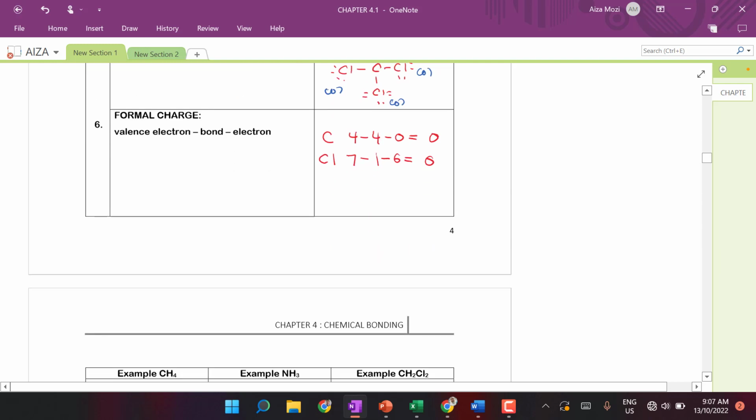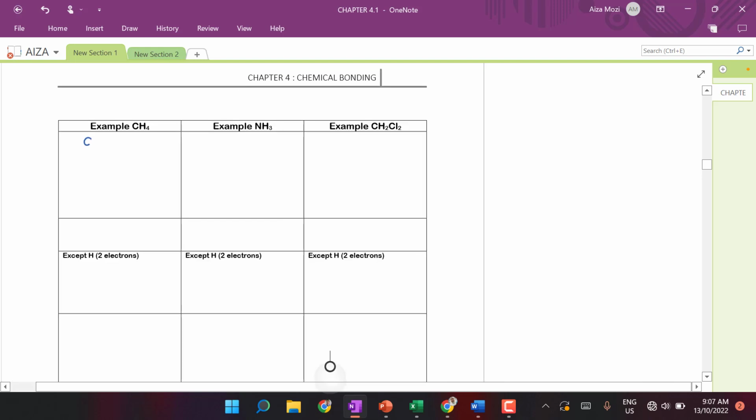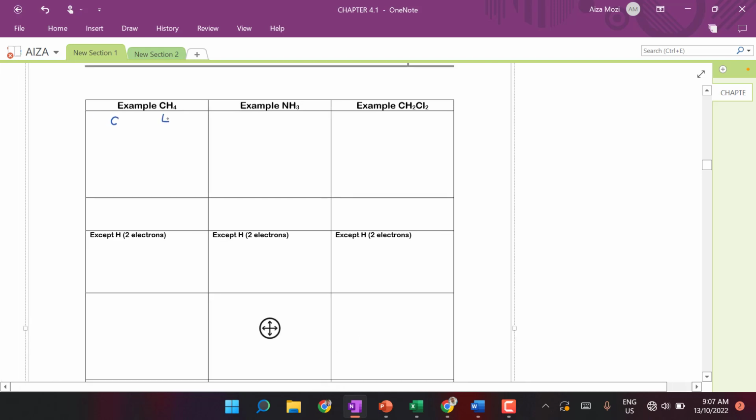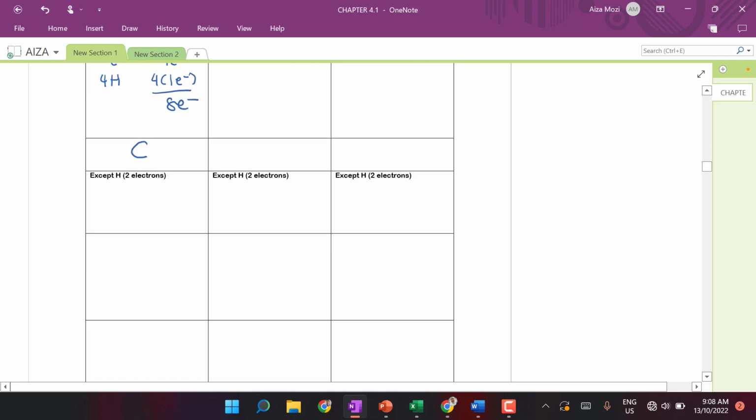Okay, another example. You have CH4, NH3, CH2Cl2. So carbon has 4 valence, while hydrogen has 1 valence, times 4. So the total is 8. You need to determine which one will become the central atom. It must be the least electronegative. However, hydrogen never ever becomes the central atom. So carbon will become the central atom.